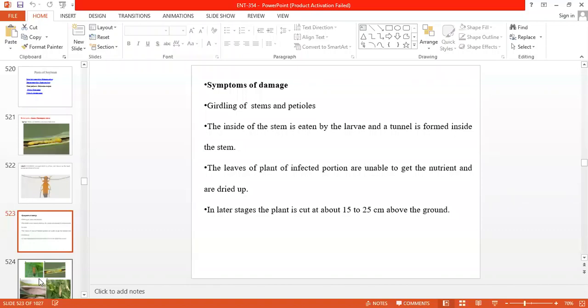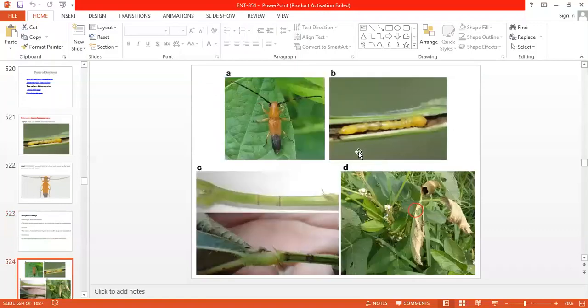Nature of damage: mainly girdling of the stem and petioles by the adult beetle. The inside of the stem is invaded by larvae. The leaves of the plant in the infested portion are unable to get nutrients, and at a later stage the plant is cut about 15 to 25 centimeters above the ground.